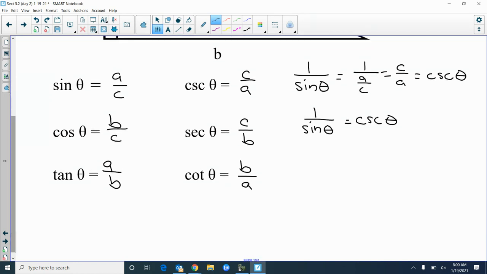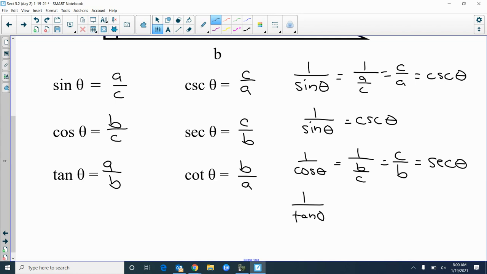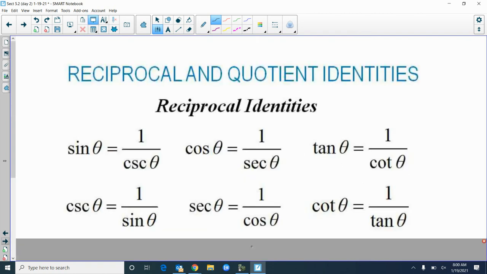What about 1 over the cosine? 1 over the cosine of the angle. Well, cosine is B over C, so you got 1 over B over C, which is C over B. Well, what does that equal? Secant. And then same thing with tangent. 1 divided by the tangent is equal to 1 over A over B, which is equal to B over A, which is equal to the cotangent for that. So these are our reciprocal identities. Now that's on your sheet.